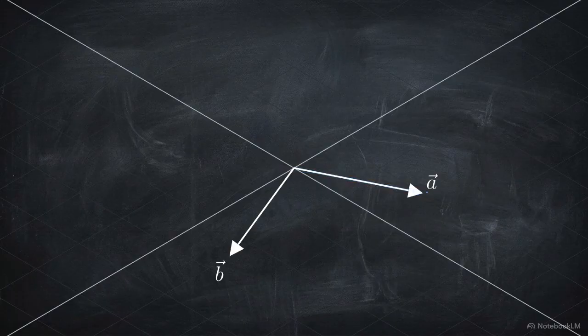Look at this abstract 3D space. These white arrows, vectors A and B, are defined by magnitude and direction. Applying scalar multiplication by a numerical value, lambda, only scales magnitude. If lambda is 2, the vector doubles in length. If negative, it reverses direction entirely.